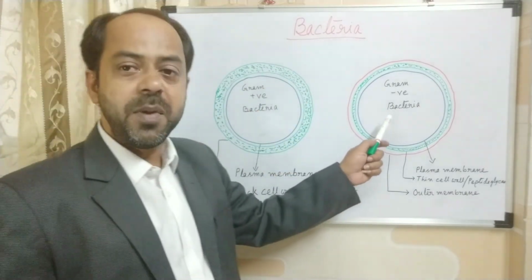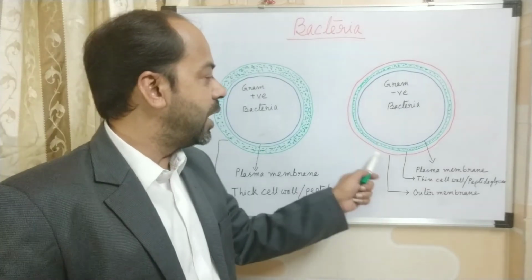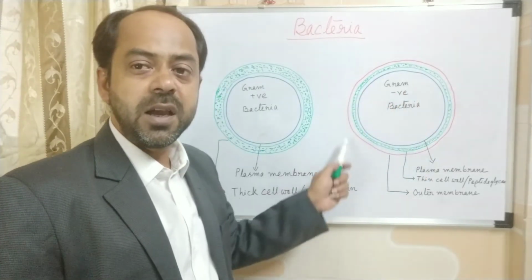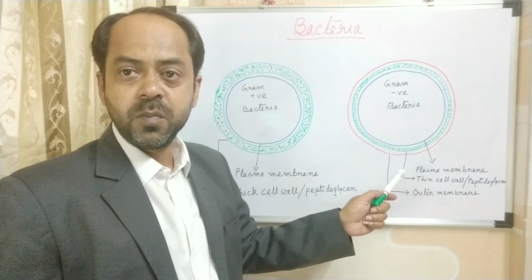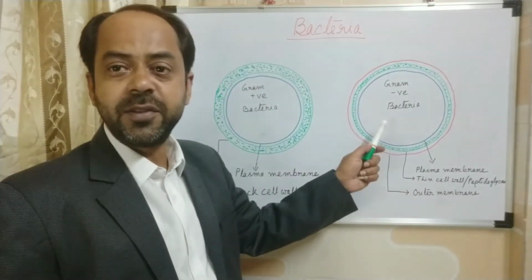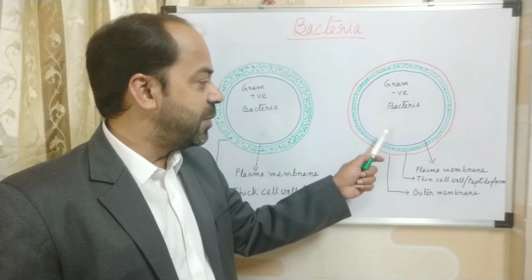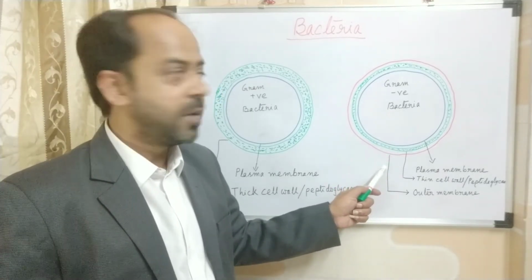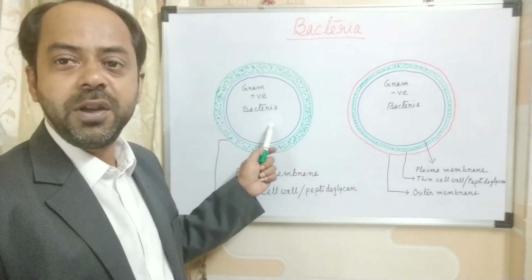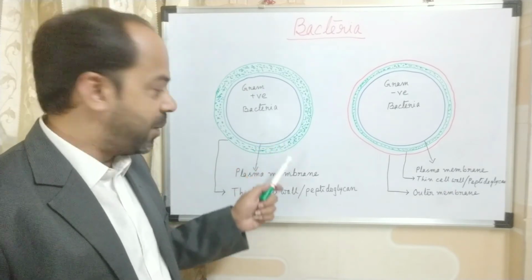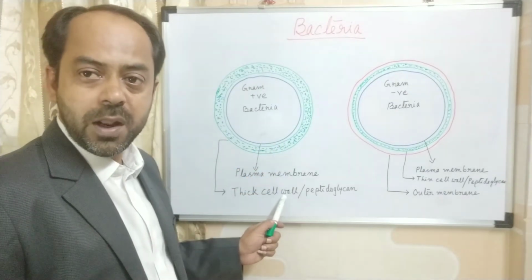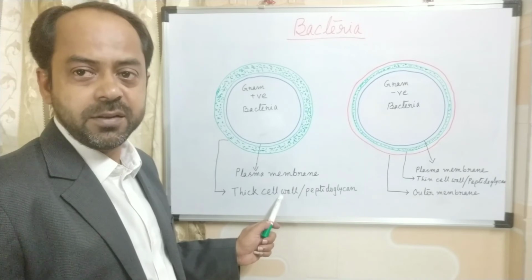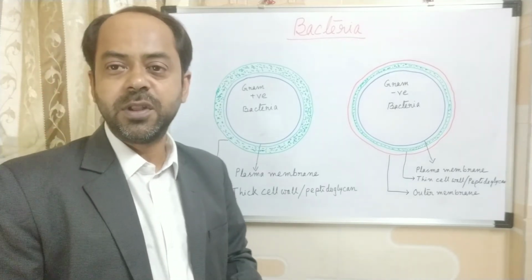But in gram negative bacteria, there is one more layer, the red color layer you can see, that is the outer membrane. So gram negative bacteria have three layers: cell membrane, cell wall, and outer membrane. But gram positive bacteria have only two layers, cell membrane and cell wall, but the cell wall is thick. That is the difference in both the bacteria.